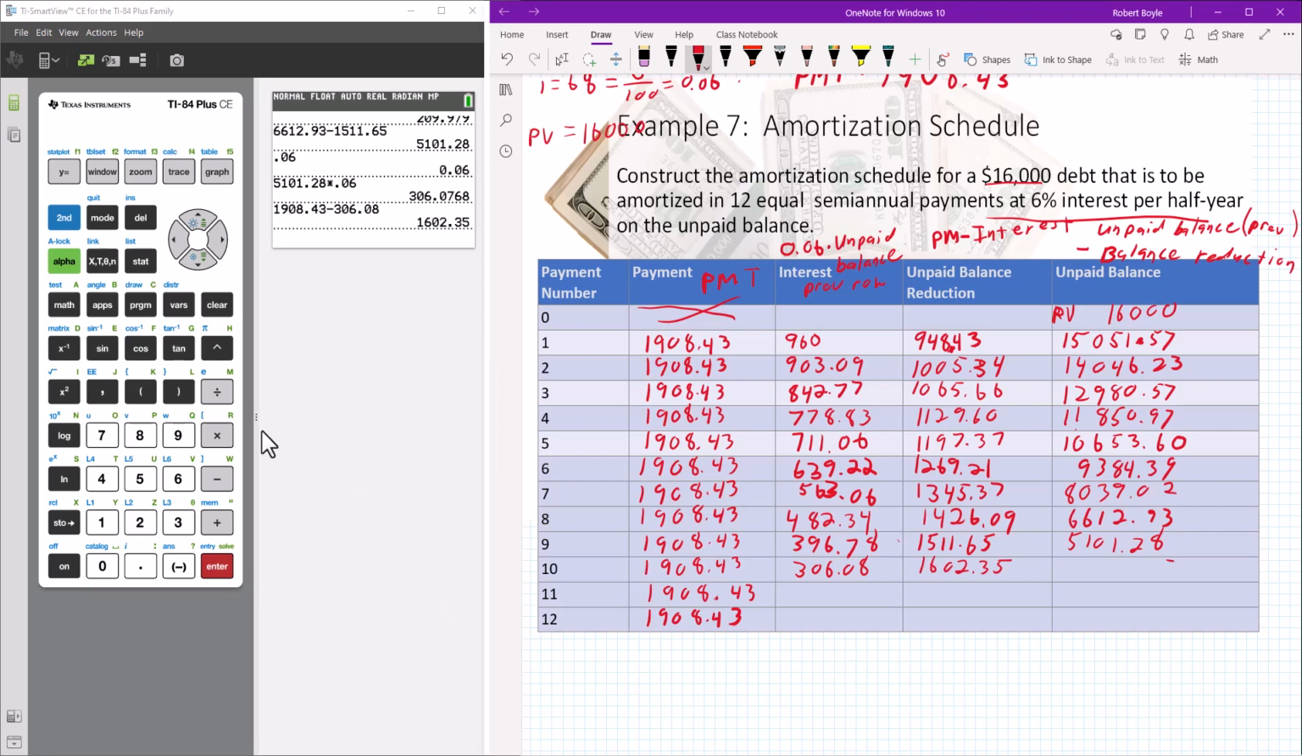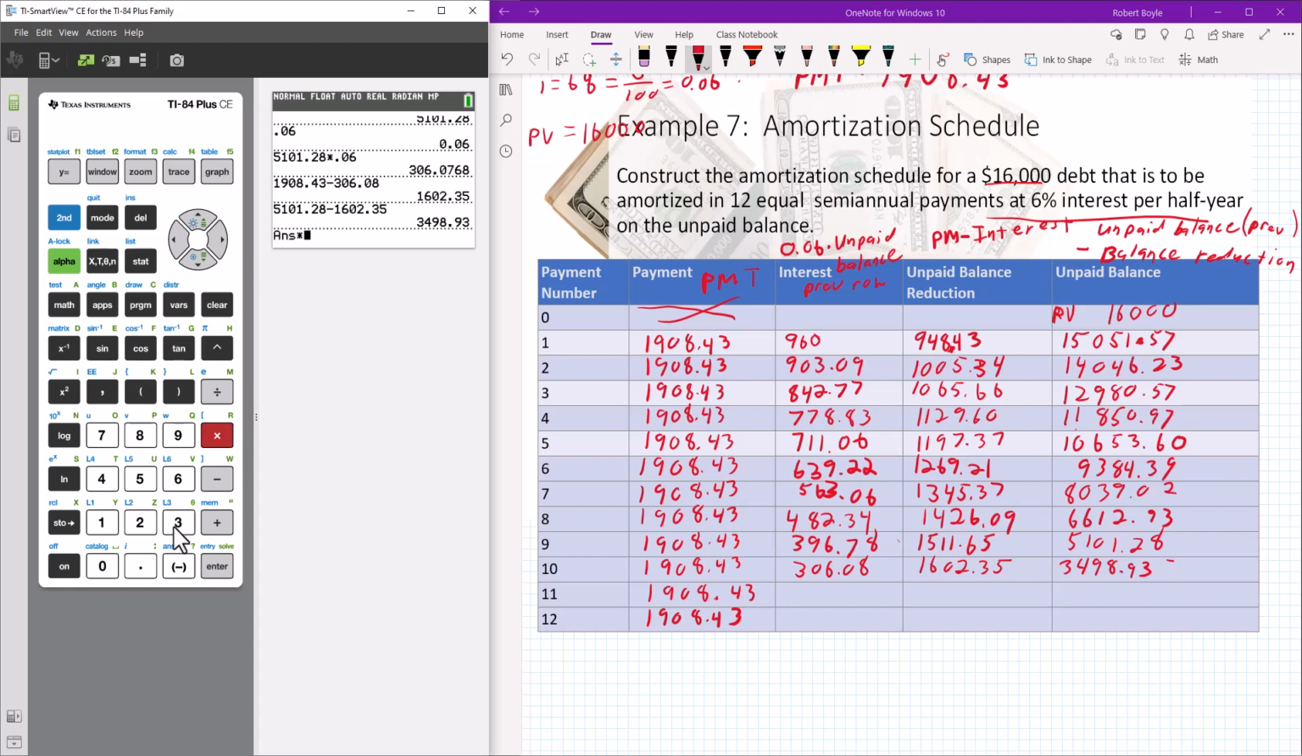And then our new balance is going to be our previous balance, 5101.28, minus our reduction, which is 1602.35, and that will give us 3498.93. Okay, multiply that by 0.06. Let me see if I can do it right this time. Times 0.06, and that is how much of our next payment is going to go to interest. And that will be, after rounding, we have a 5 there, 209.94.